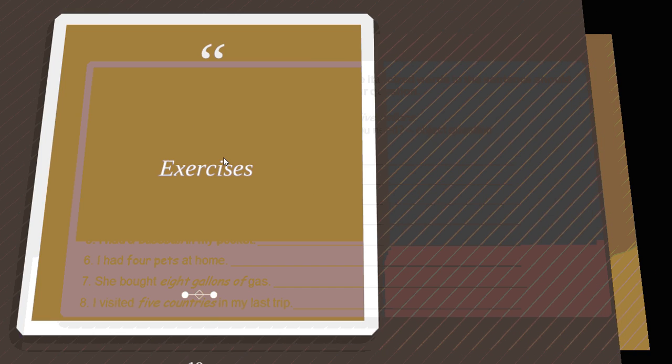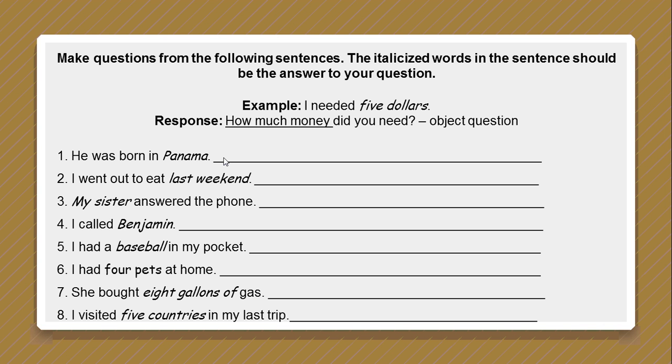Perfect. Let's do some exercises. Make questions from the following sentences. I have italicized the words in the sentence, and those are the ones we are going to replace with a WH question. For example, I need $5. How much money did you need? Object question. Good. He was born in Panama. Object question. We can replace Panama with where, for a place.